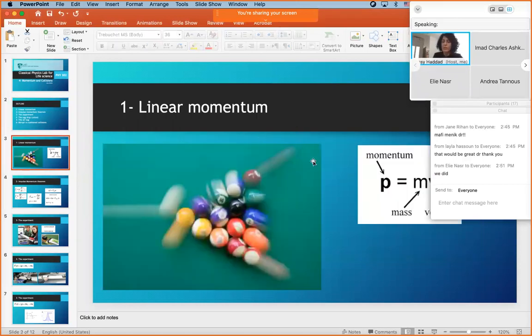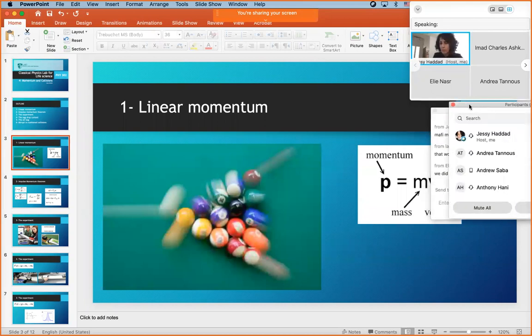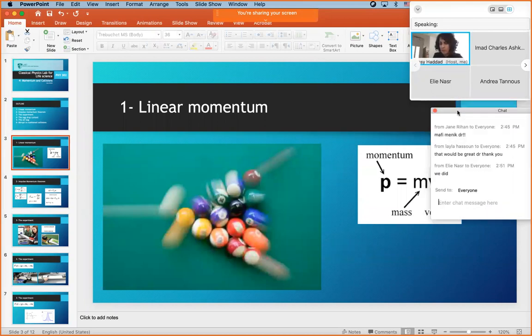In general, what is linear momentum? 17 participants, I'm going to remove this.